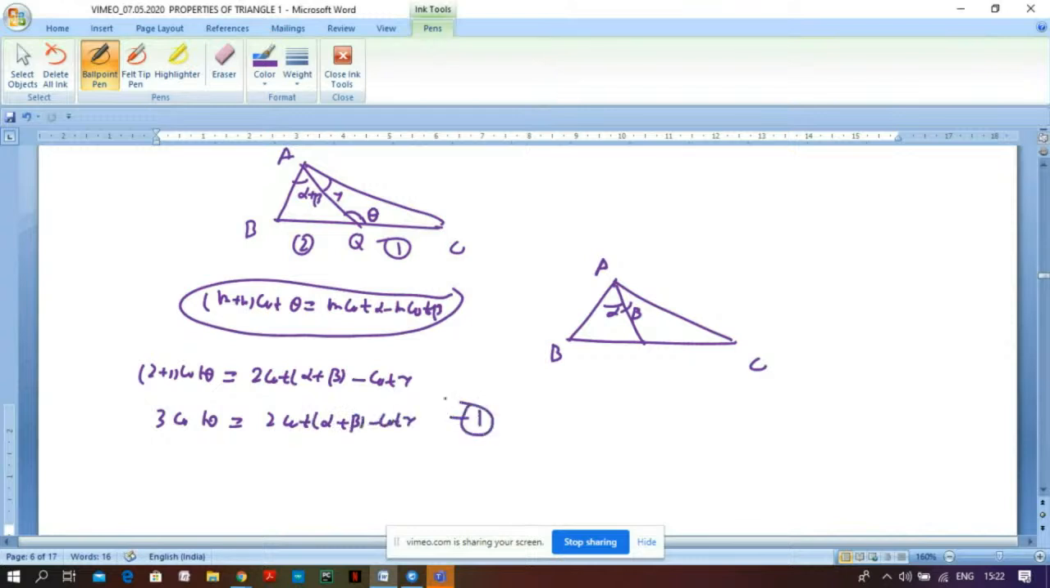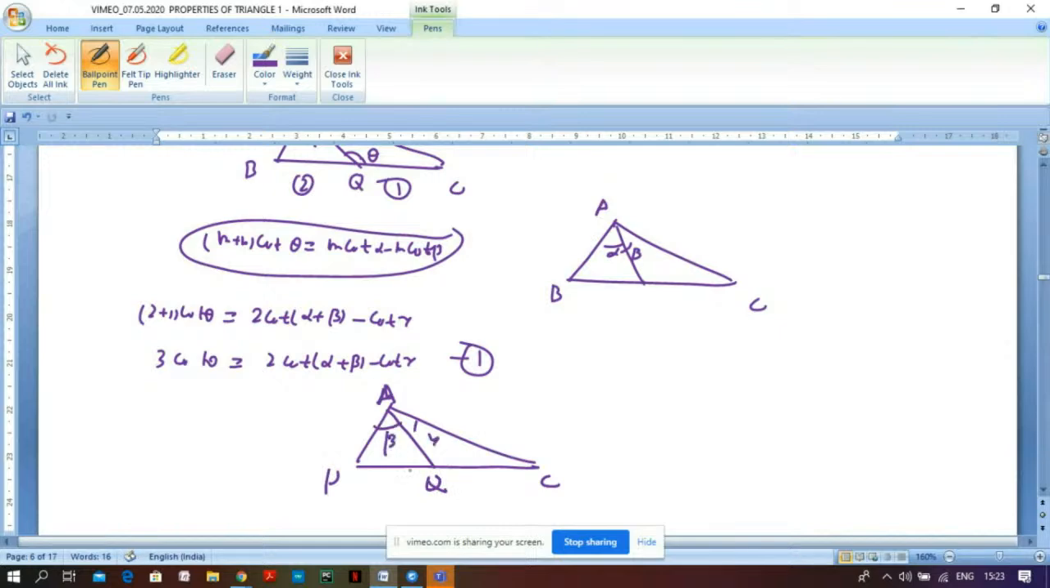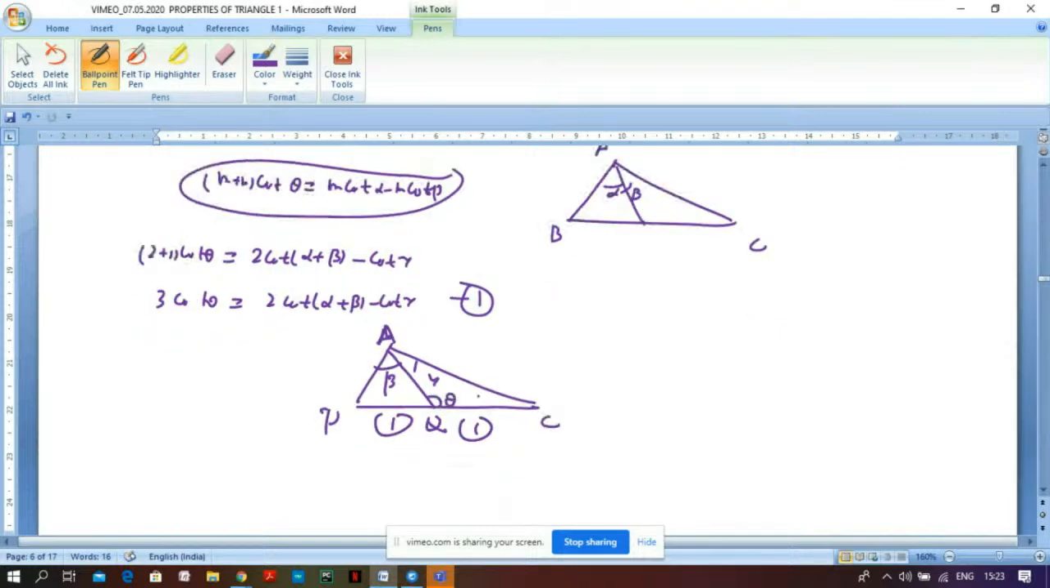That's 1. Let me search one more triangle, and that is here that I can apply in this triangle. So I can take again A, P, and C, so triangle APC, and you have Q. Now this angle is nothing but beta, and this is gamma, and this is 1:1 because now you have got this one again, and this is still theta.